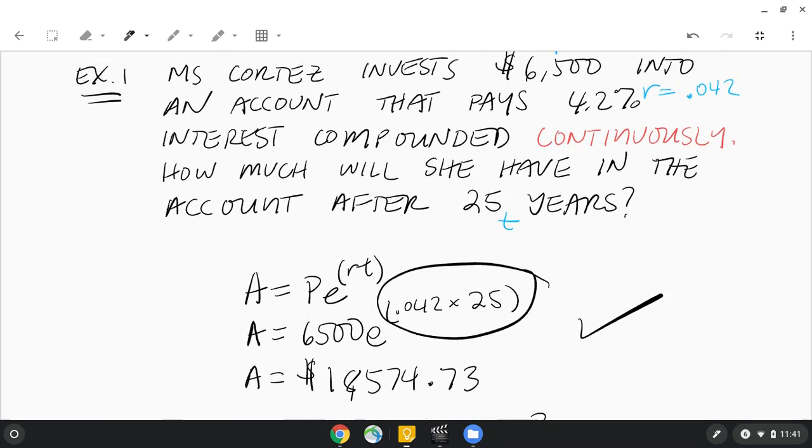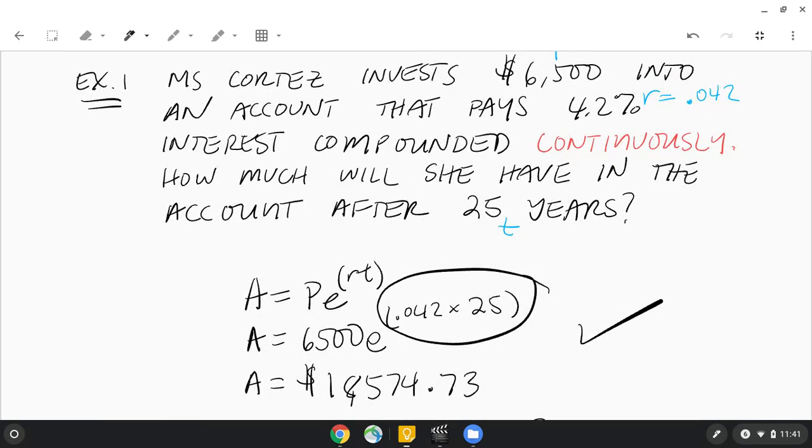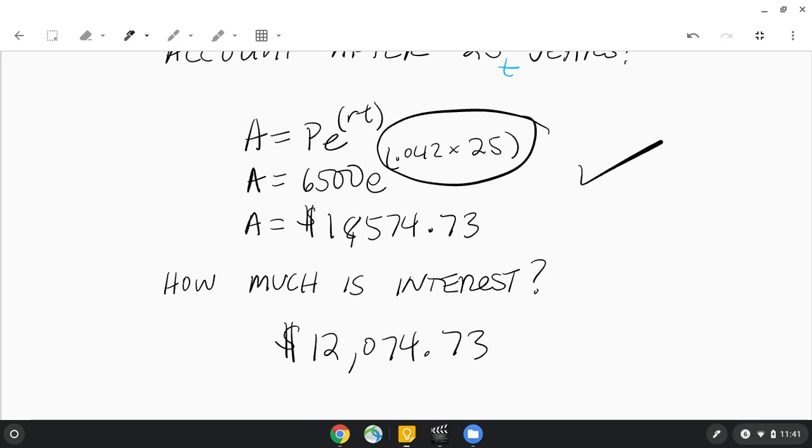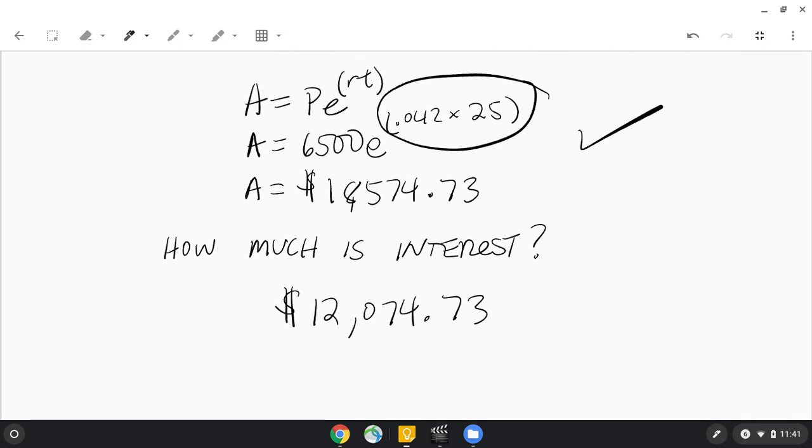where I was investing $6,500 at an interest rate of 4.2%. And so I was able to calculate how much money I would have at the end of 25 years. Which is fine and good.